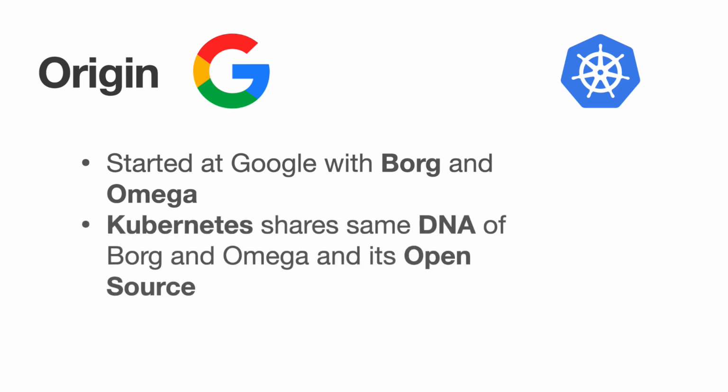Now, just to note that Kubernetes is actually written from scratch. So it shares the same DNA as Borg and Omega, and the difference here is that it's open source. So everything that developers at Google have learned over the years developing Borg and Omega, they took all of that knowledge and mistakes along the way, and they came up with Kubernetes. So Kubernetes is open source, which means that both you and I can contribute to this awesome project.